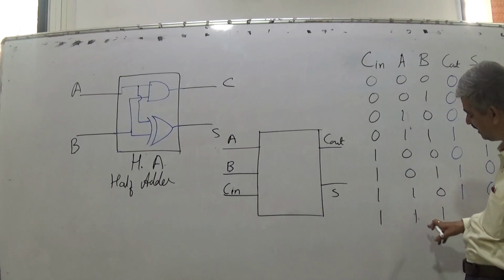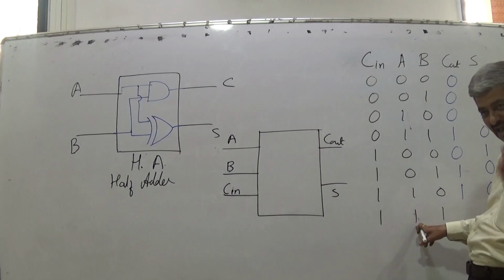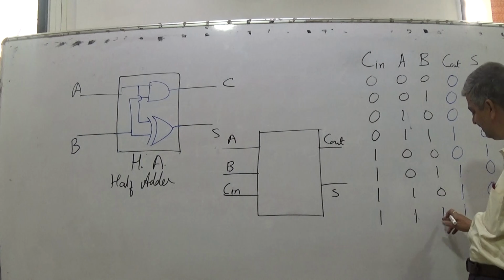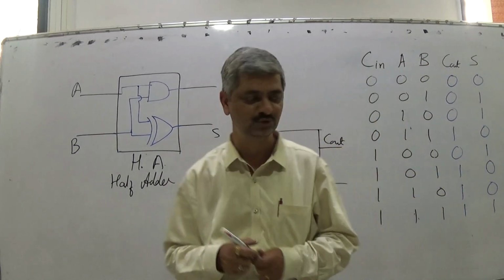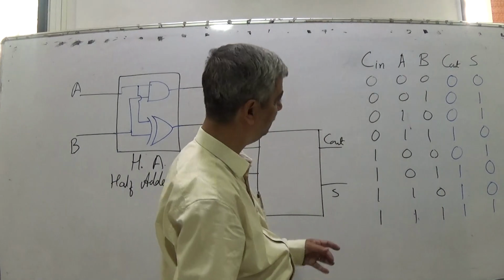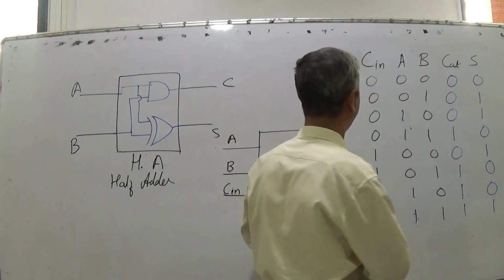So 1 1 and 1, what happens? 1 plus 1 is 0, a carry is generated, so carry is 1, and in that again 1 is 1. So this is the truth table of the full adder.